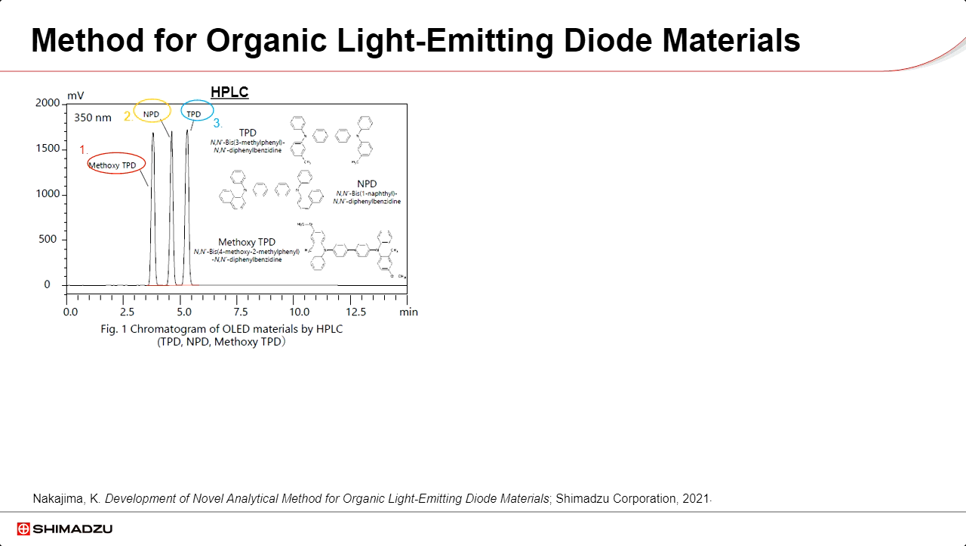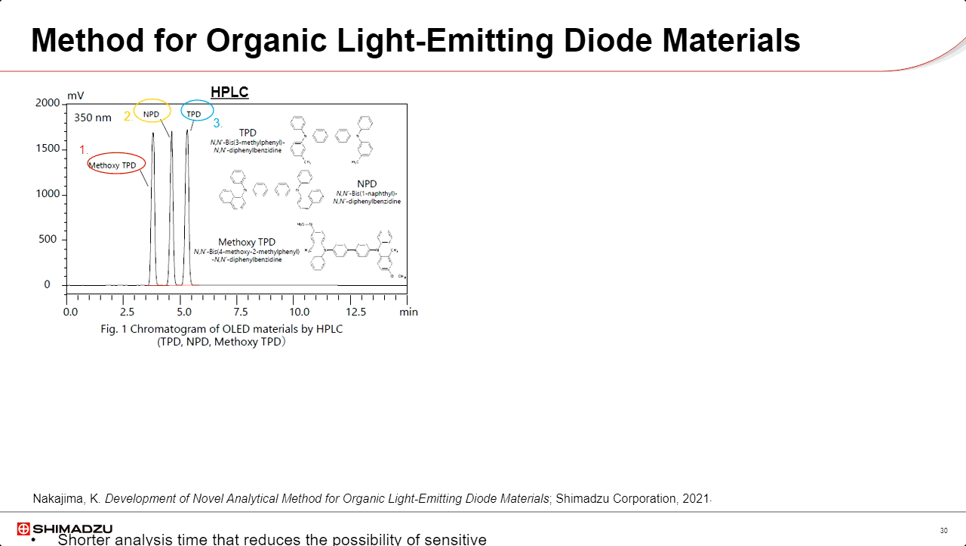So here's an example, again, from one of our application notes. In this case, we're looking at 3 different organic light-emitting diode materials. Now, the HPLC trace doesn't look too bad here. The 3 samples are fully resolved. The run was done in less than 7.5 minutes. However, it did have some issues.